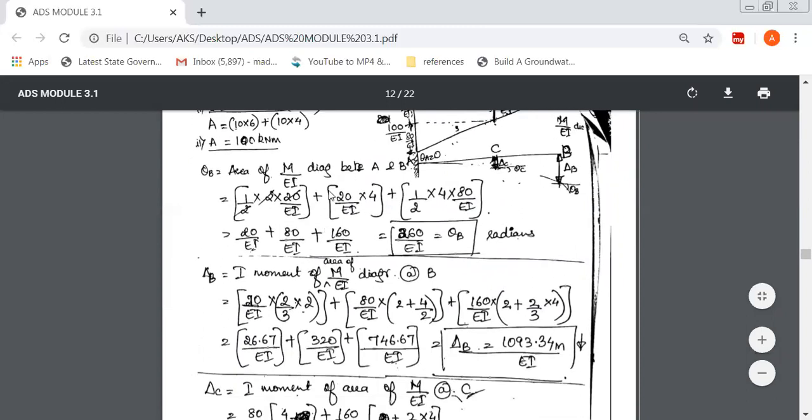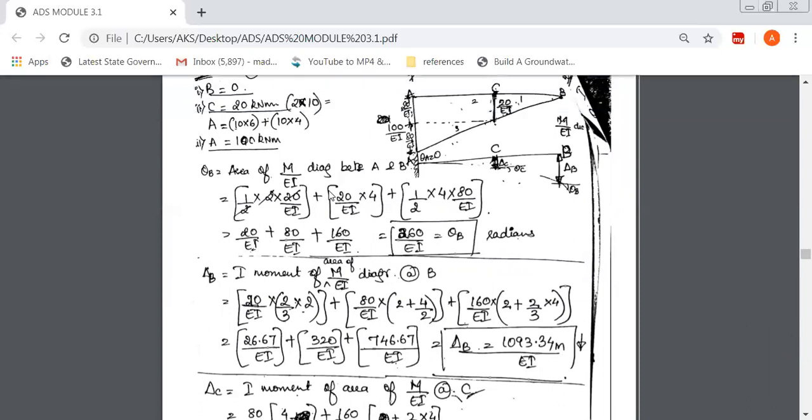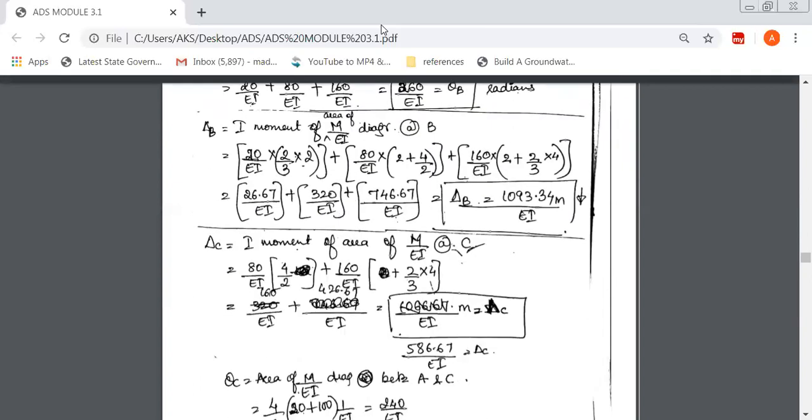Again, the main thing of the moment area method is, first, if you want to find theta, find the area of the M over EI diagram. Next, if you want to find delta, that is deflection, it is area into its CG distance. That's all.